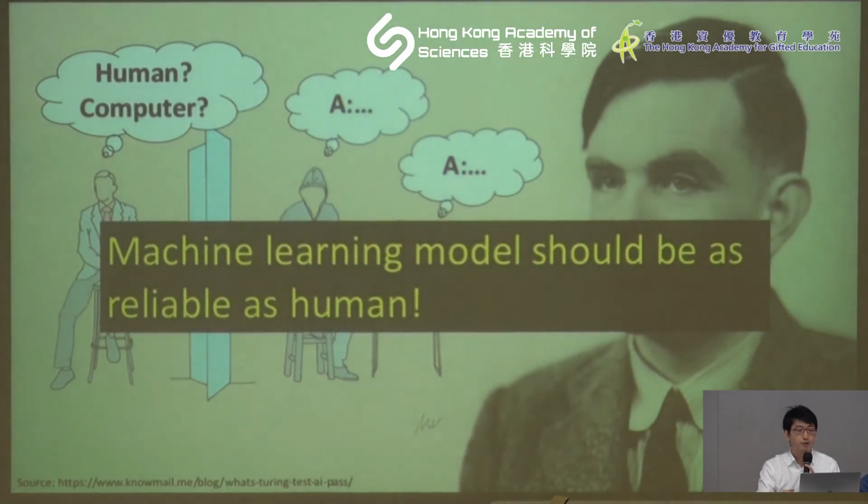In other words, a machine learning model should be as reliable as a human. Of course, when we state this, we want to make sure that this is based on arbitrary input. For any input, a machine learning model should be as reliable as a human. But is that really the case?